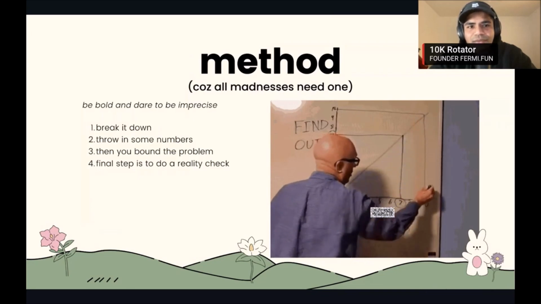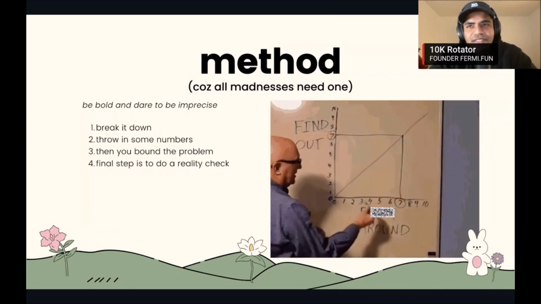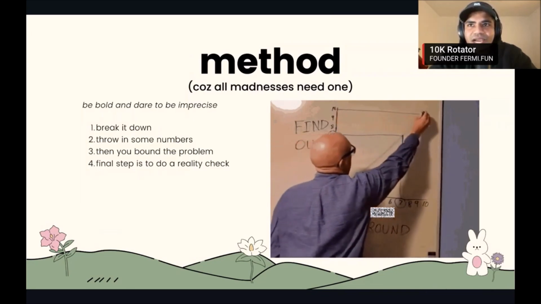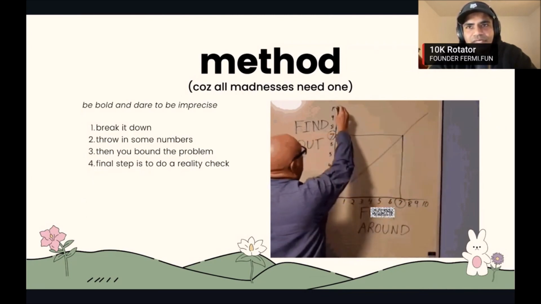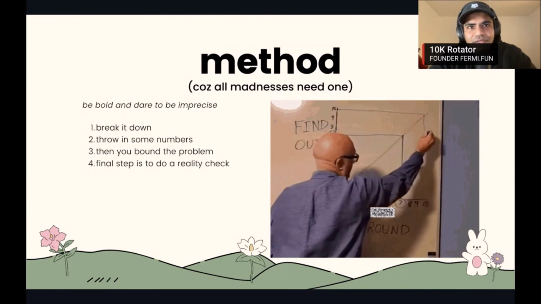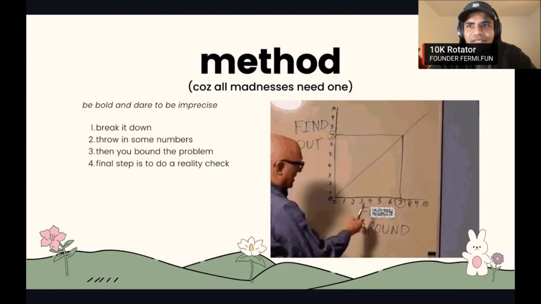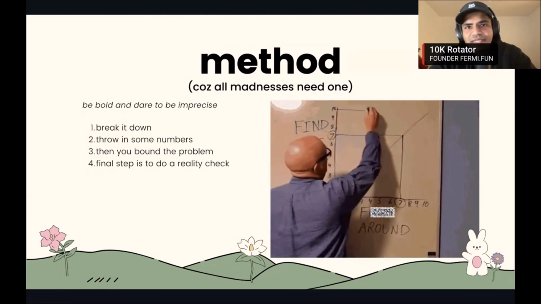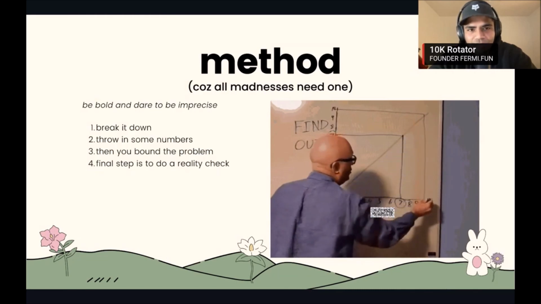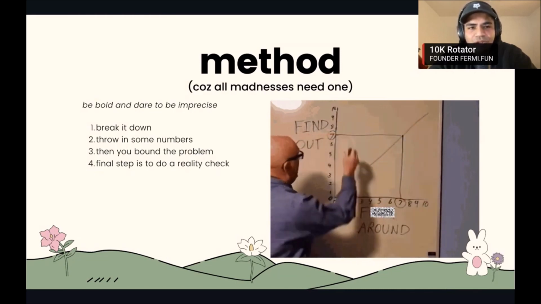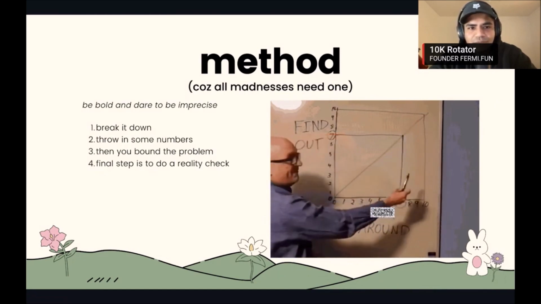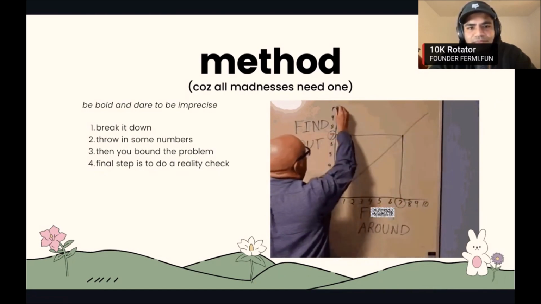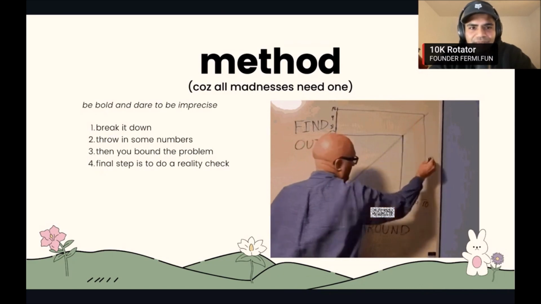So, this is the method, right? The first thing we're taught in school is to have accurate answers. You need really high accuracy, but it turns out in the real world, you don't really need accuracy. You can compromise accuracy for speed. So how do you do that? You take any big problem, you break it down into chunks, you throw in some approximate numbers, you bound the problem, and then you do a reality check.